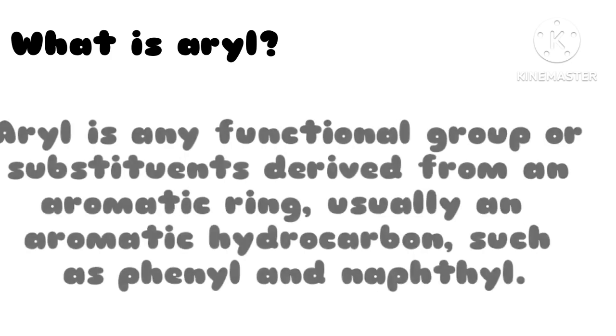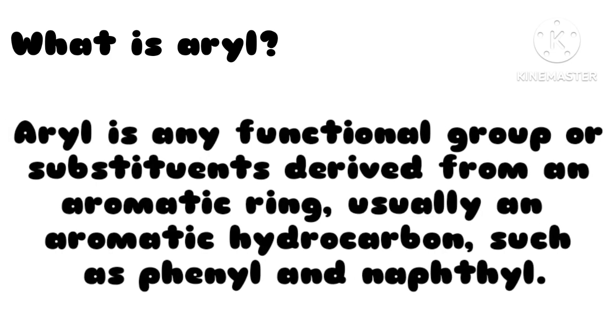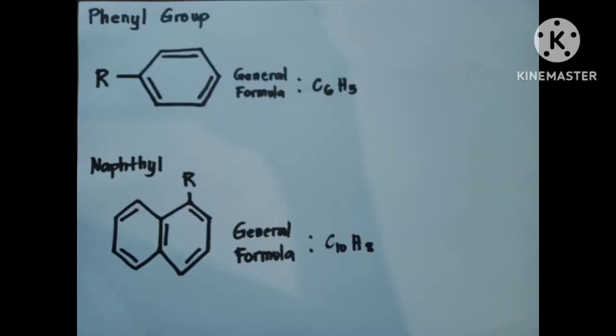What is aryl? Aryl is any functional group or substituents derived from an aromatic ring, usually an aromatic hydrocarbon such as phenyl and naphthanol. This is the structure of phenyl group. The general formula is C6H5. Next is the naphthanol group. The general formula is C10H8.